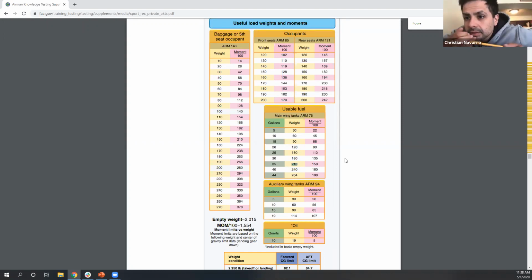Nice. And then the moment is 158, but that's moment divided by 100. So that number is truly 15,800. They're just doing the math for you in this figure. Weight times arm equals moment. The weight is 210. The arm is 75 inches. 210 pounds times 75 inches is going to give you a moment of 15,800 pound-inches.